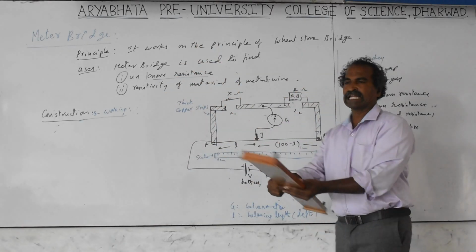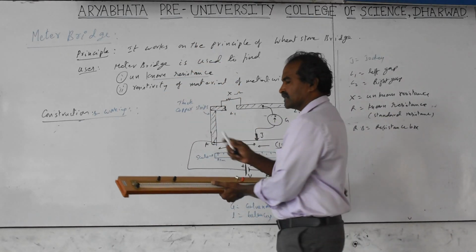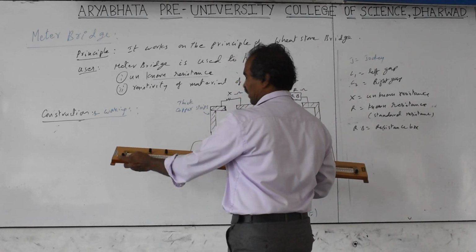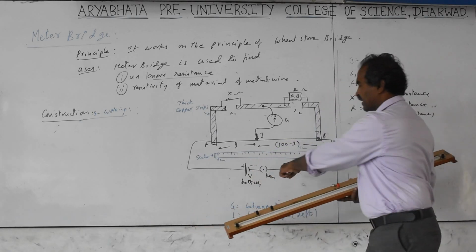That means you have to see it like this. When you are seeing it like this, this is a left gap, right gap. Keep the scale towards you. And from the left terminal to the right terminal, you have to connect the battery along with the key.